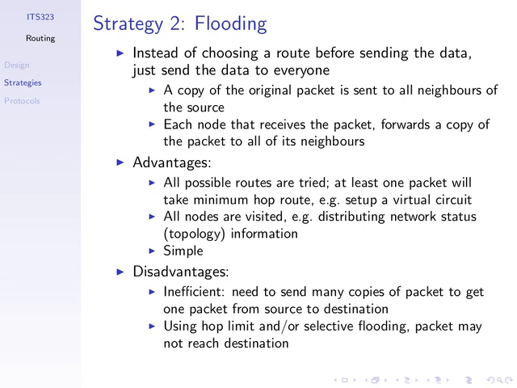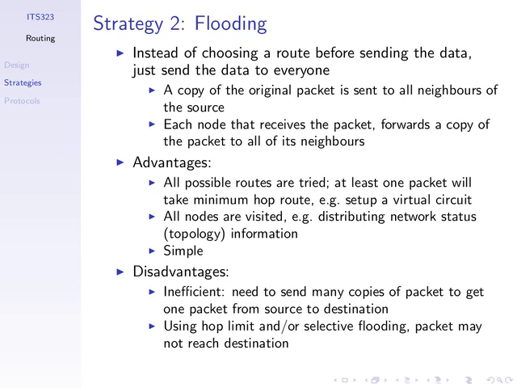How do we send to everyone? What we do is we send in our network to our neighbor nodes, and our neighbor nodes send to their neighbor nodes, and they keep sending to their neighbor nodes until everyone's received a copy of that data. As a result, every node in the network receives a copy of the packet.